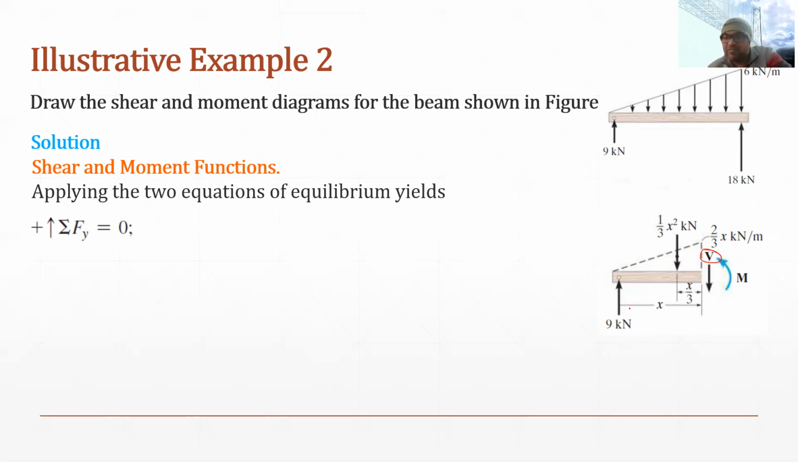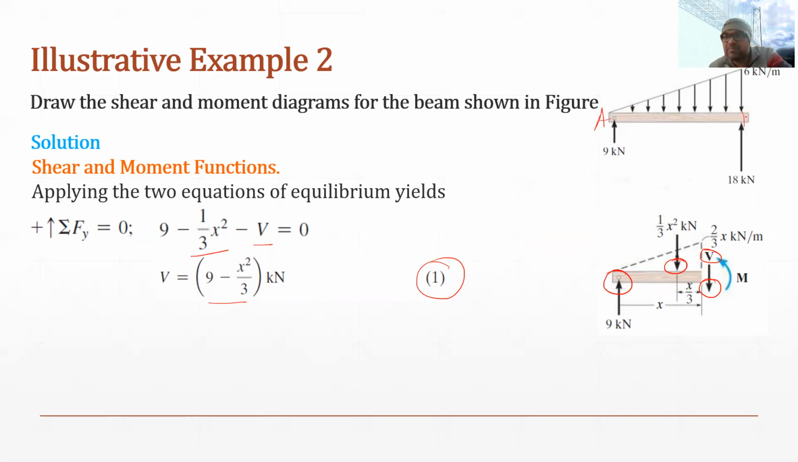Here you can see we have three vertical forces. One is this one, second one is this one, and the third one is this one. Upward force will be positive, downward force will be negative. Using this process, we can say that 9 minus 1 by 3 x square minus V equals 0. With this, we get the equation of V in terms of x as 9 minus x square by 3 kilonewton. And this is our equation 1 for segment AB. So this is segment AB.